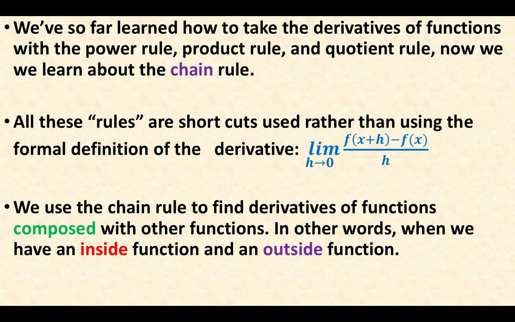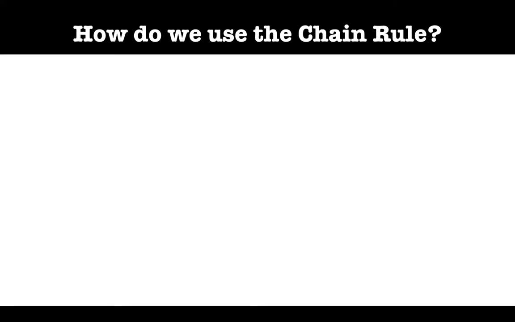We use the chain rule to find derivatives of functions composed with other functions. In other words, when we have an inside function and an outside function. So when you see that you have an inside function and an outside function, you know that you will be using the chain rule, which is, I believe, nearly one of the last of the rules of taking derivatives. All right, so how do we use the chain rule?